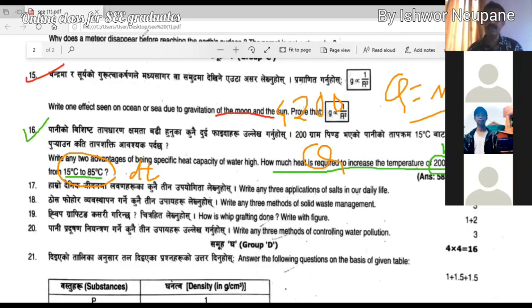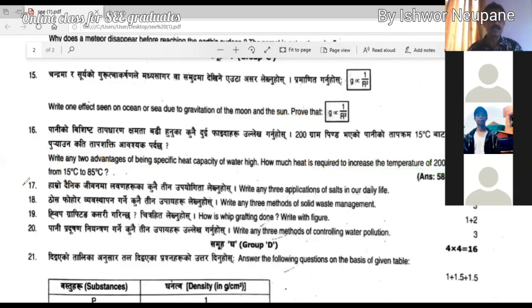All right, friends, now let's discuss question number 17: any applications of salt in our daily life? It is used to cook food. Sodium carbonate is used for manufacture of soap. Sodium chloride is used in curries and as a preservative. Sodium bicarbonate is used in the preparation of baking powder. Ammonium chloride, NH4Cl, is used as an electrolyte. Very good, friends.